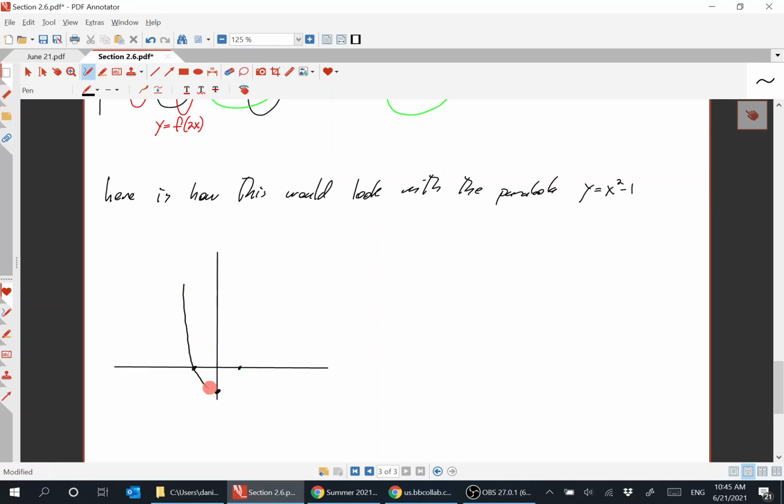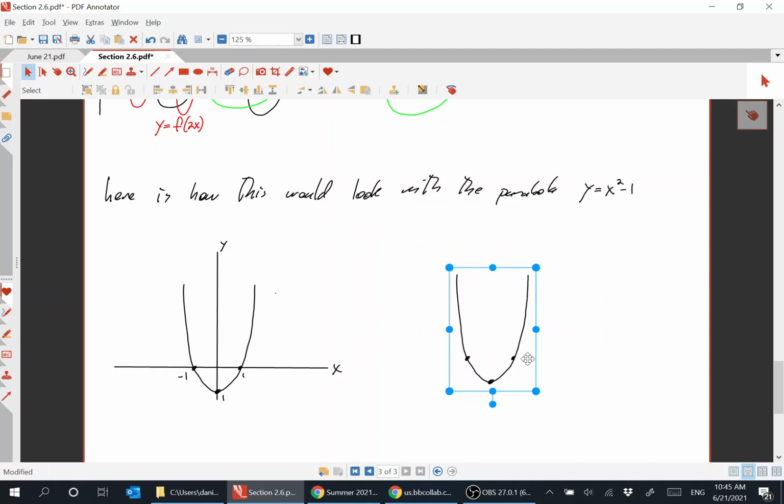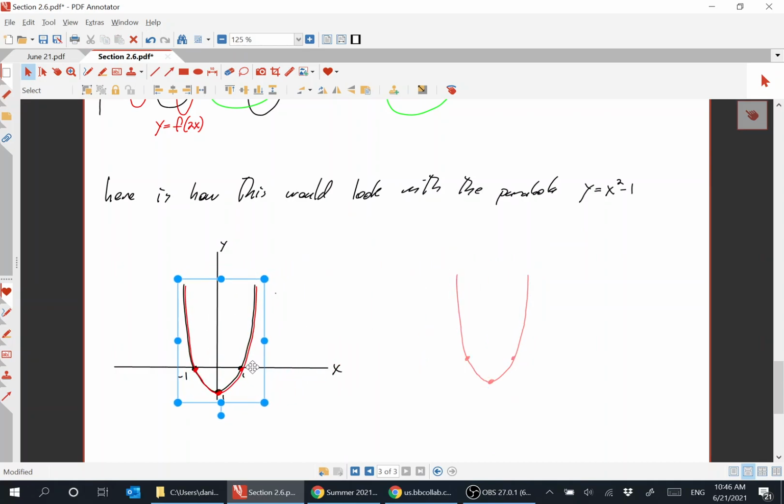Looks like this. It has x-intercepts at 1 and -1. So this is y-intercept at 1 and x-intercept at 1 and -1. Now if I want to stretch it horizontally by a factor of 2, these points that we're at, 1 and -1, they need to move to 2 and -2.